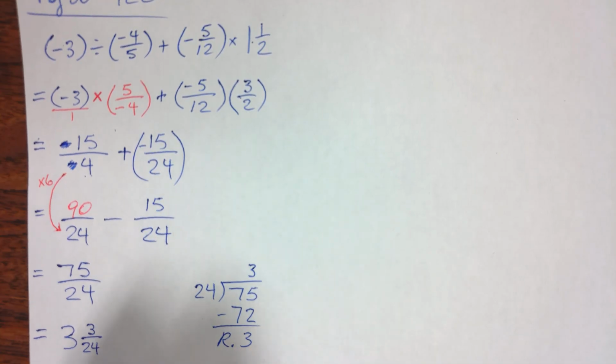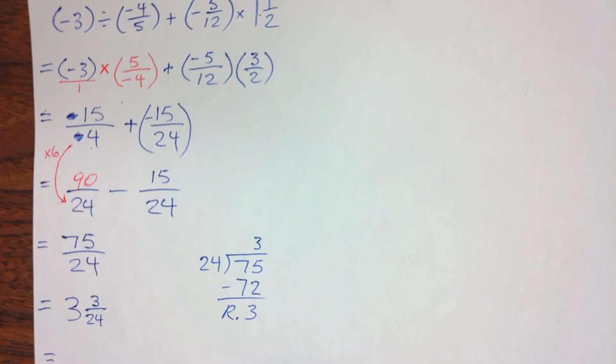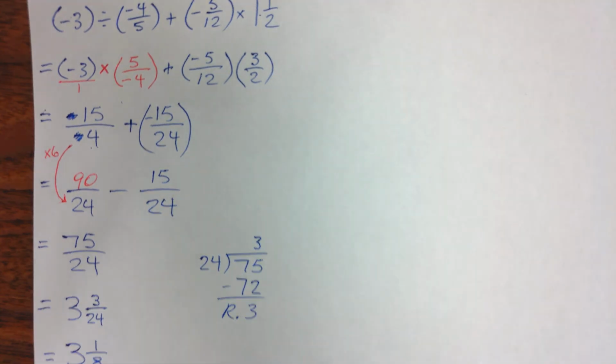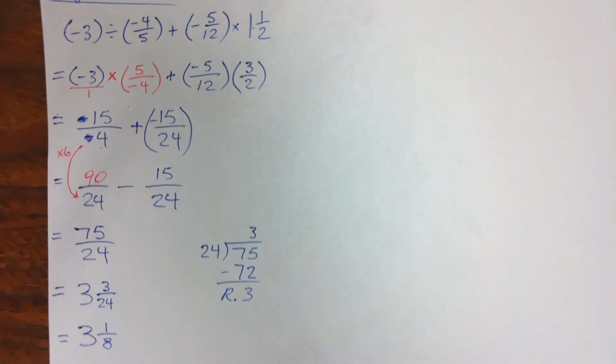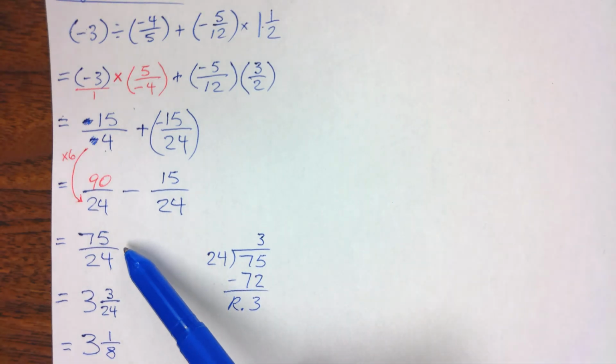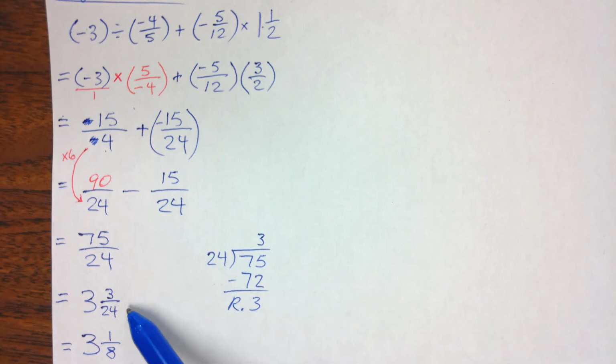But this is still not the best answer because I can reduce the 3 over 24. So my final answer, 3 and 1/8. Let me show that. Okay, so if you left your final answer here, you would have lost 1 mark because you didn't change it to a mixed number. If you left your final answer here, you would have lost half a mark because you did reduce your final answer.